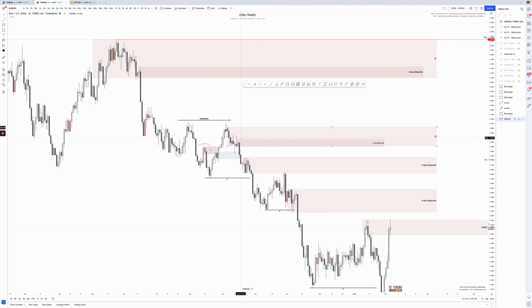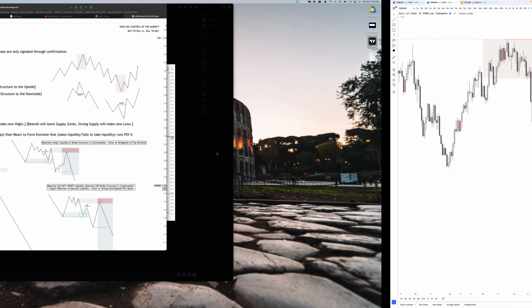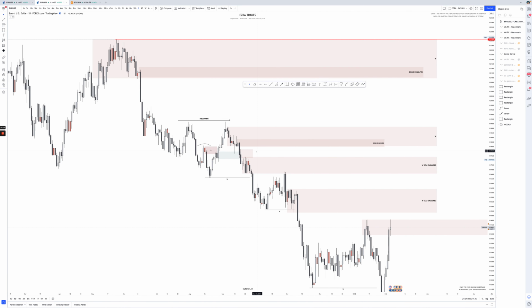And this didn't break structure to the upside. So to me, that's what? Still weak. But what do we have here? This is an area where we formed an extreme, broke structure to the downside. So we're expecting mitigation of this level and then potential continuation, right? So if I look here, that's what the flip is, right? We tapped, we give a reaction, we take some liquidity on a lower time frame, we break structure downside. I'm expecting a reaction back to that range, to the extreme, right?